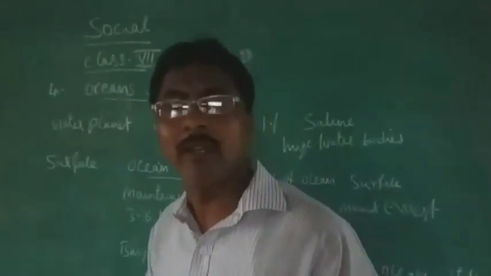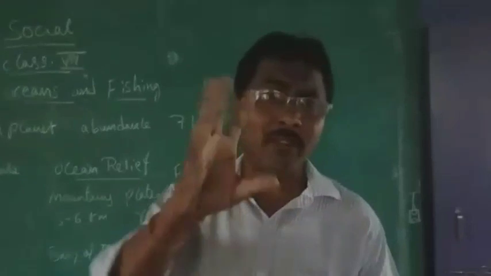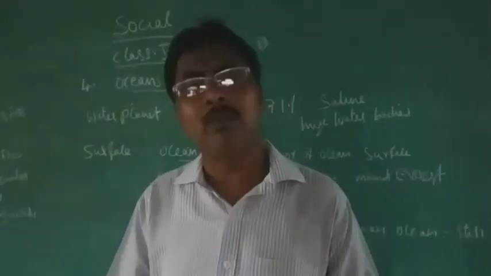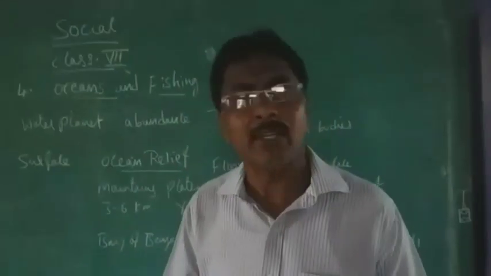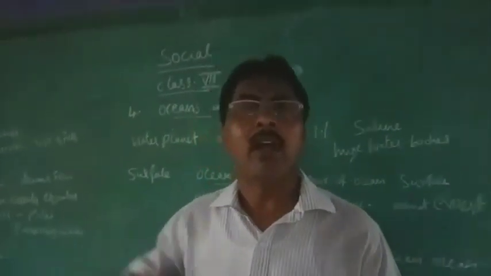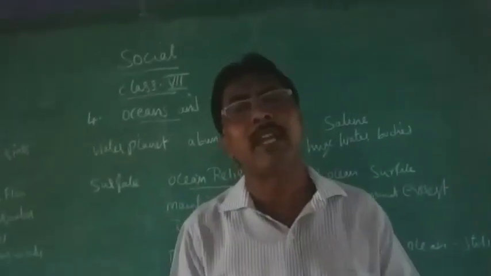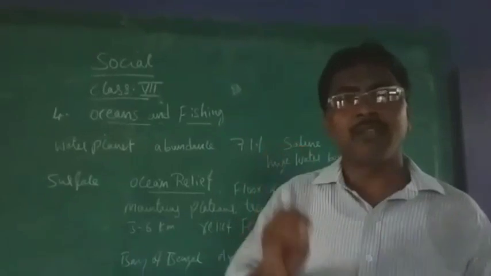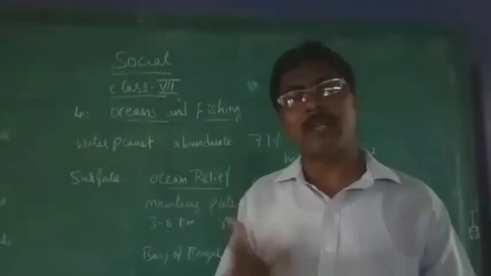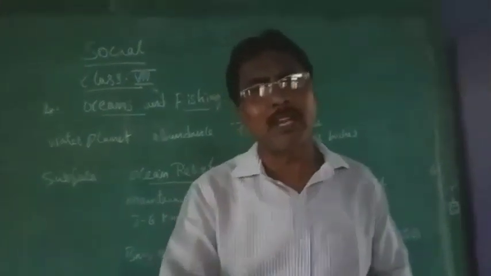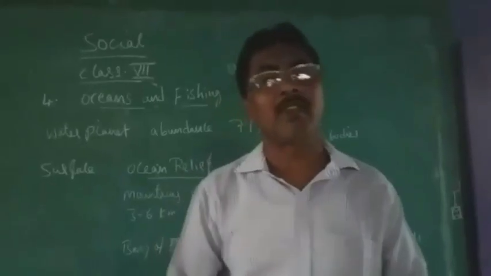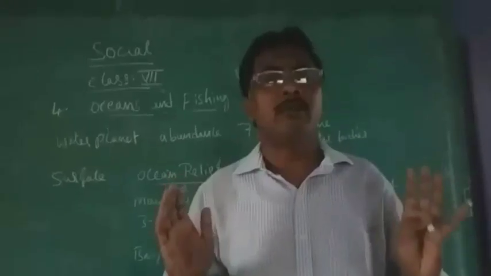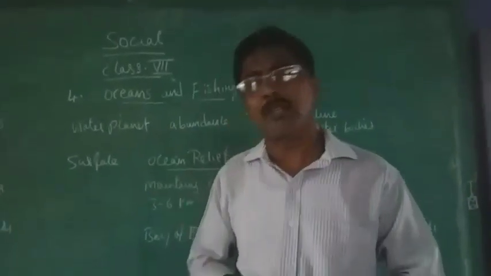That is about the ocean. Now we have 5 oceans. As I told you in the previous class, the Pacific Ocean, the Atlantic Ocean, the Indian Ocean, the Arctic Ocean, and the Antarctic Ocean. They are the 5 and they are interlinked. Totally it is only one, but they gave names to each part.